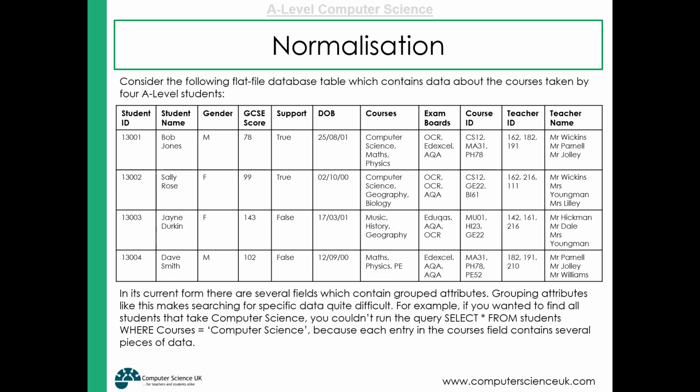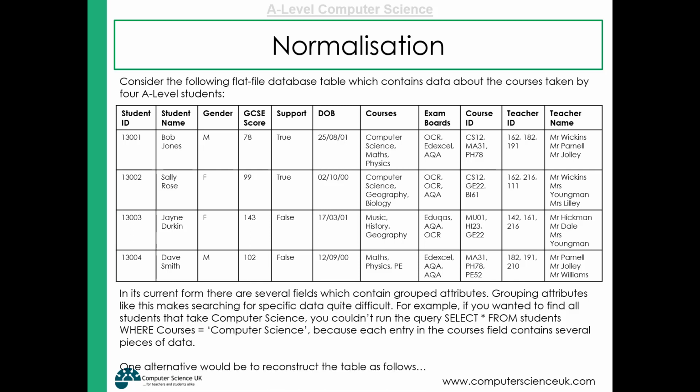Now, we've got several fields here where we've got grouped attributes. So we've got courses, exam boards, teacher name. These have all got grouped attributes. And the problem with having grouped attributes is that we can't actually search for particular bits of data. We can't query our database that easily. For example, if we wanted to find all the students that took computer science, we couldn't run an SQL statement of select everything from students where courses equals computer science, because each entry in the courses field contains several pieces of data.